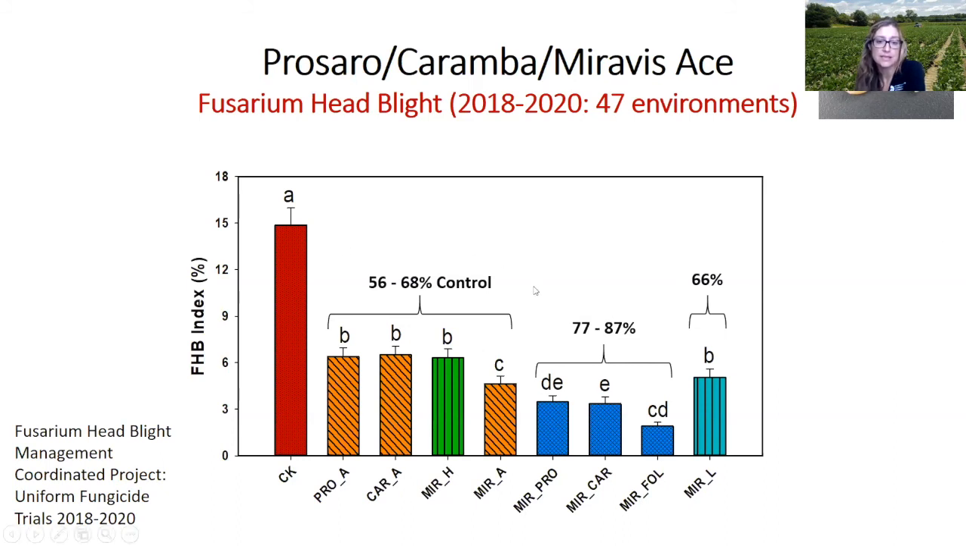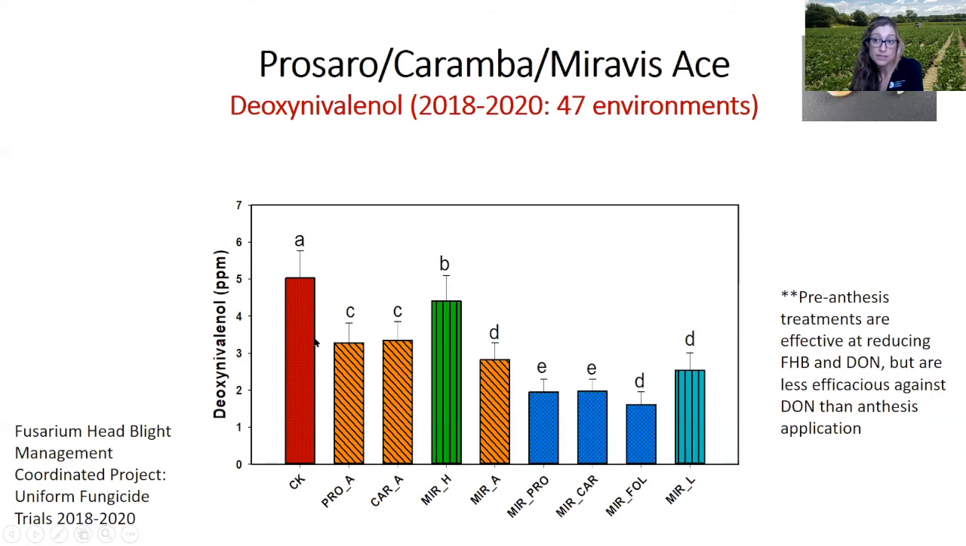And so what we can see is that when we apply Miravis at this heading time, or that 10.3, we do get control. But when we apply at our traditional anthesis timing, we can increase that a little bit better. And then applying a little bit late also works. So especially when it comes to the DON side of things and the mycotoxins, we see these trends again, that any of the fungicides that we're applying are going to help to lower it. But if we really target that anthesis timing in these blue bars here, you can see that's when we're going to see a lot of our biggest reduction.